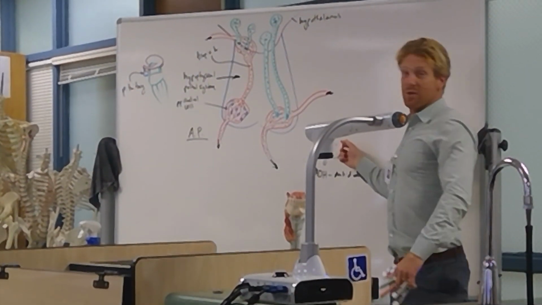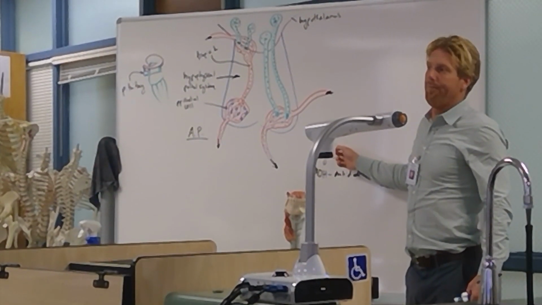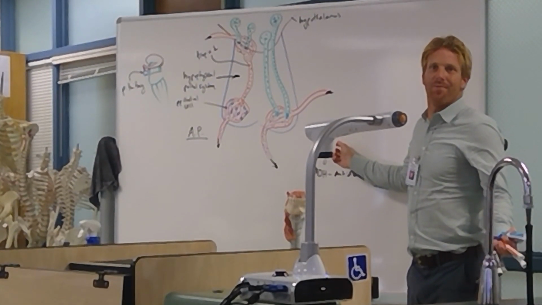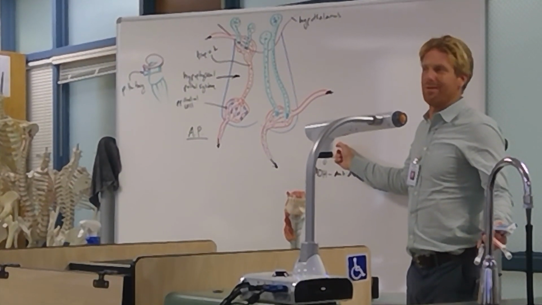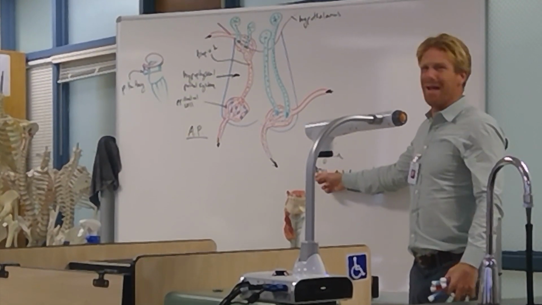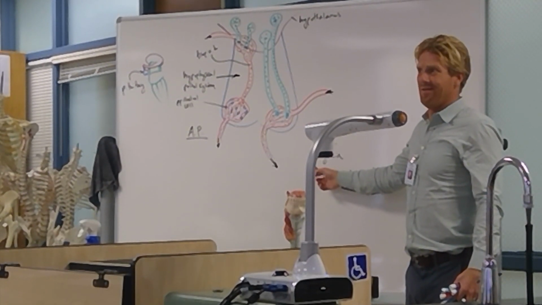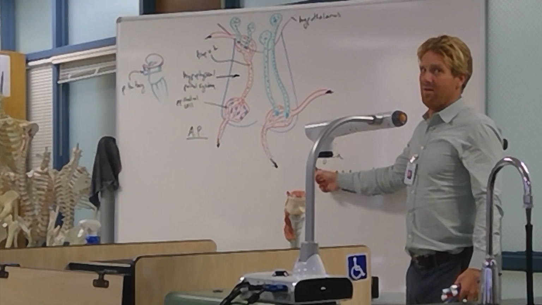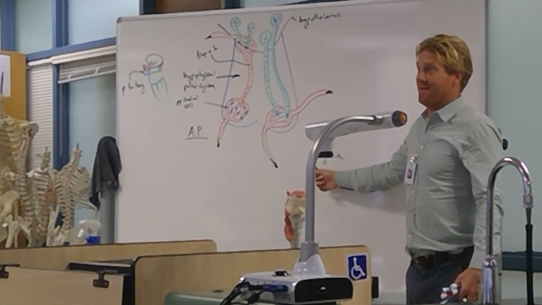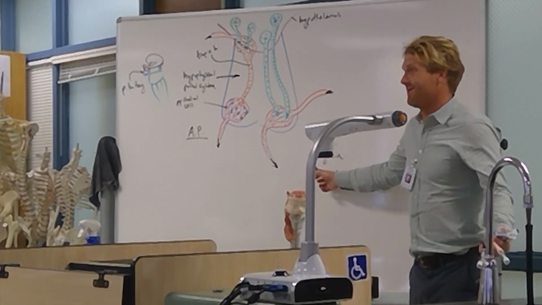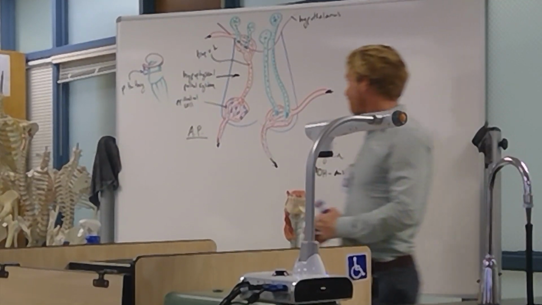Is oxytocin a tropic hormone? No, because it just tells the uterus to do something. It doesn't tell another gland to release another hormone. Okay. How about ADH? Is it a tropic hormone? No, it just tells the kidneys to produce less urine. That's what it does.